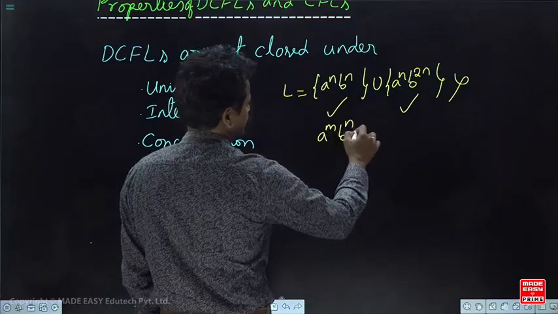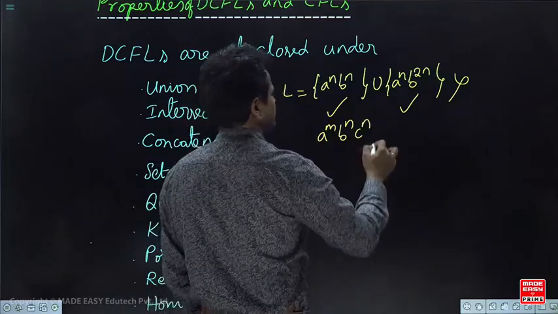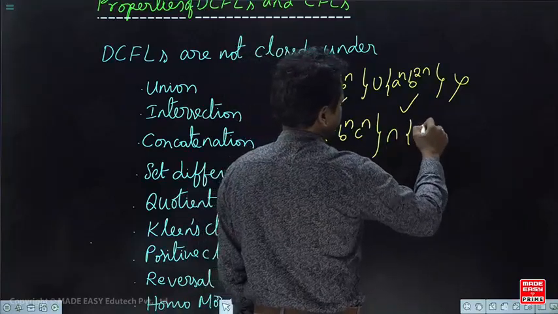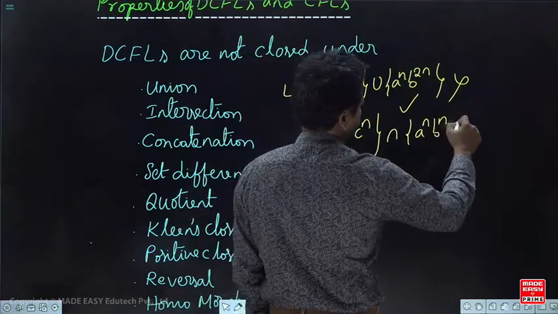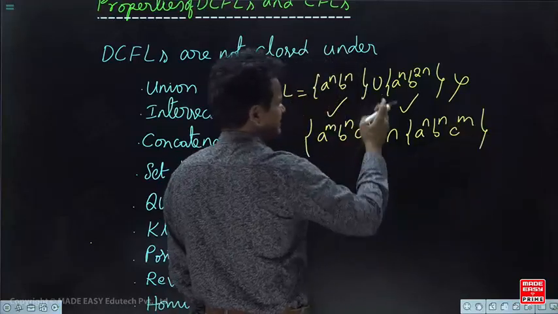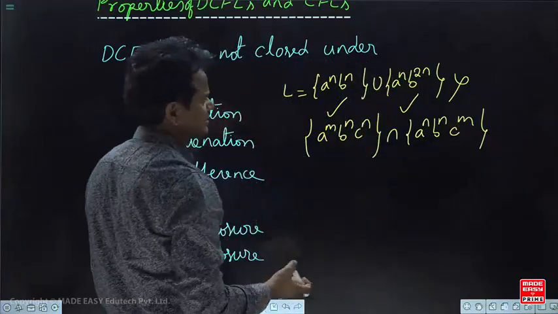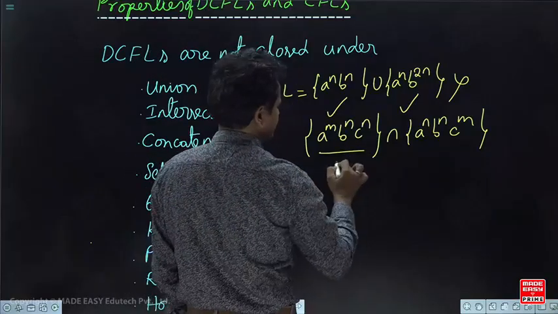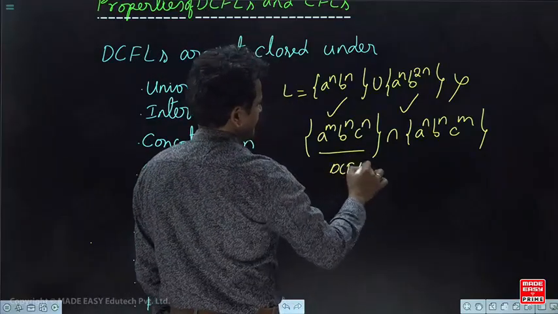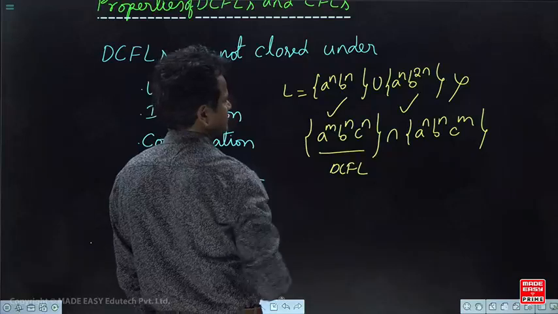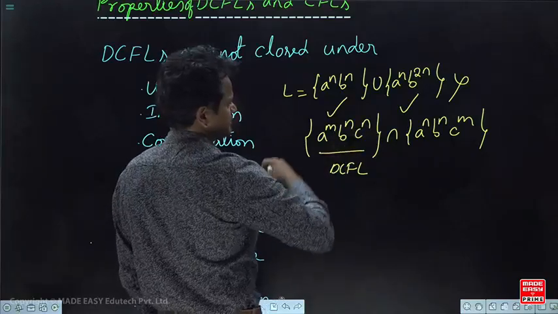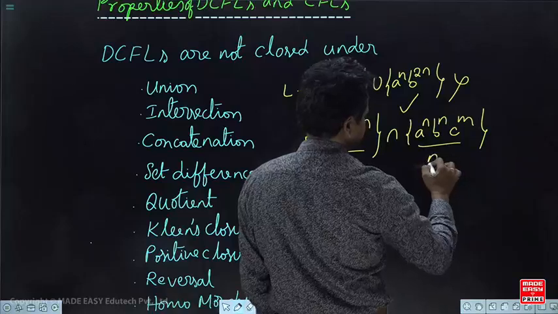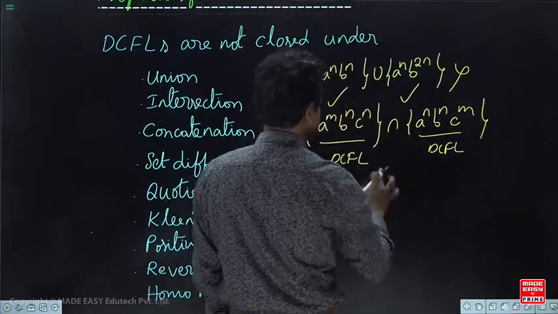Example: a power n b power n c power m, and the other one a power m b power n c power n. Here m, n are greater than or equal to 0, anything. Here this is DCFL because just skip the a's, when b comes push, when c comes pop. Here push a, when b comes pop, skip the c's. This is DCFL. Then what is the intersection?